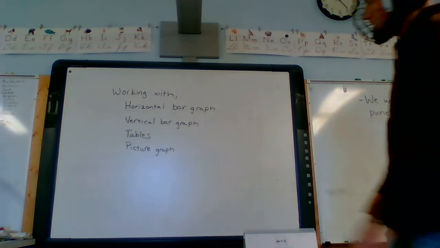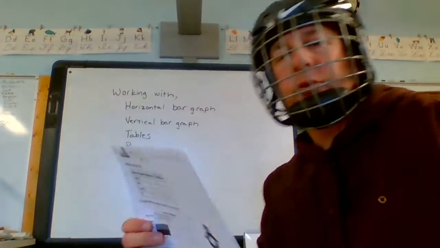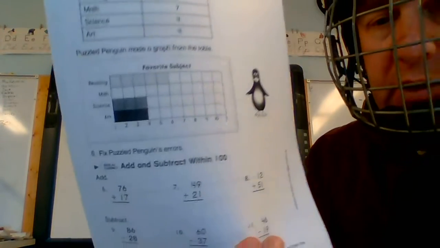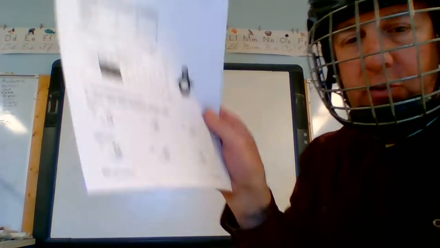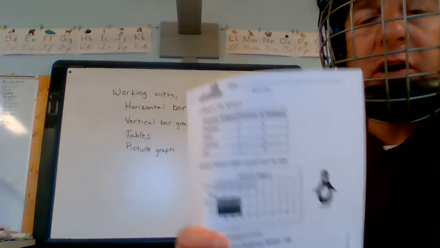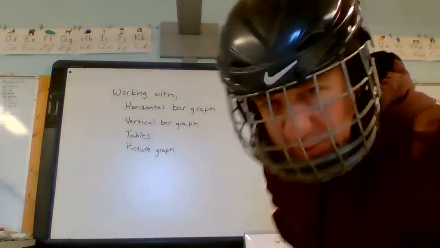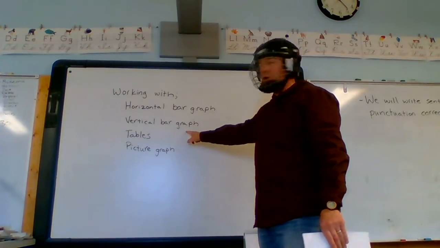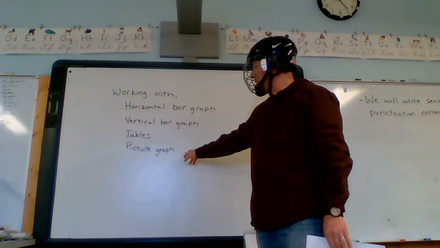Okay. So the sheet I sent home for today looks like this. It says 244 on the bottom of this page. It's going to start off showing us a table before I start working with it. This is what we're working with today: a horizontal bar graph, a vertical bar graph, tables, and a picture graph.